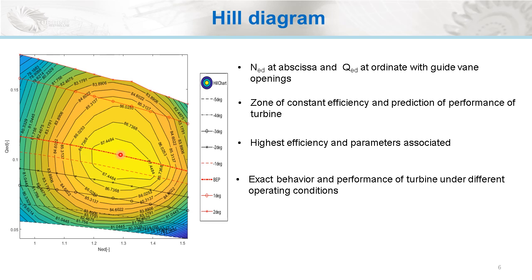Also, hill chart tells us about the highest efficiency, and the values associated with that efficiency, so that at which conditions the peak efficiency would occur. We can identify these things from here.